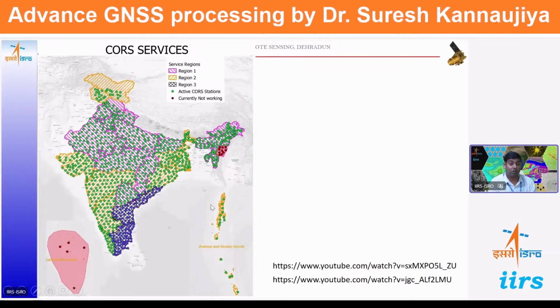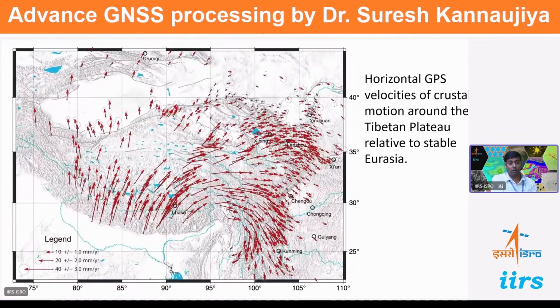You can see it is not limited to this boundary only; they have completed the setup in Lakshadweep and Andaman Nicobar. So this complete belt is now equipped with continuously operating reference stations, and this data is available 24 by 7 at their server. You can always go there and ask for the data for your objective accomplishment.